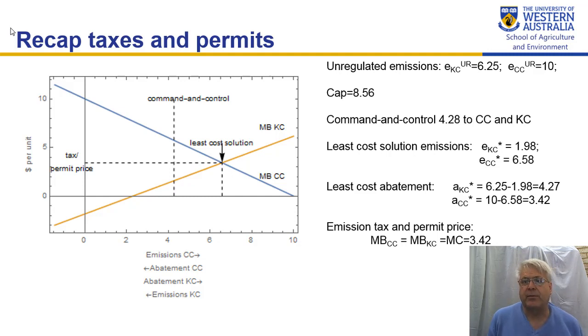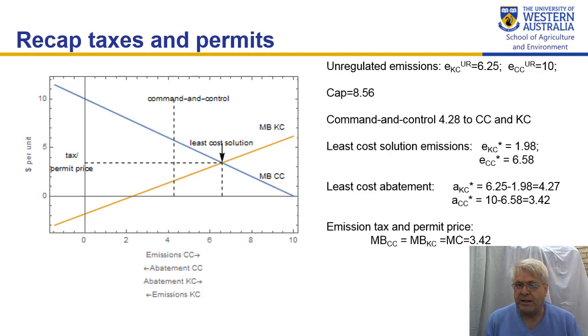So just to recap, then, the unregulated emissions for the two firms started out at 6.25 tonnes for KC and 10 tonnes for CC. After regulation, there's a cap of 8.56 tonnes, and if that's allocated evenly between CC and KC, then they each get 4.28 tonnes each. The least cost solution is where the emissions of KC are equal to 1.98 and the emissions of CC are equal to 6.58.